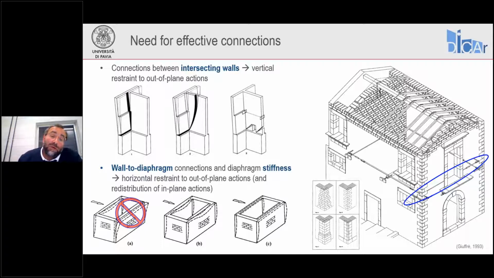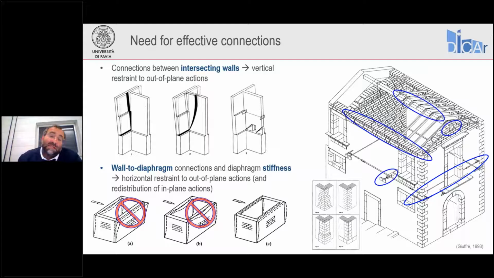To avoid the formation of the mechanism at the bottom center, where you see the edges are restrained, but we may develop horizontal arching, we need to take advantage of diaphragm stiffness, strength, and connection between the diaphragm and the walls. By doing this, we can restrain the wall way more effectively.